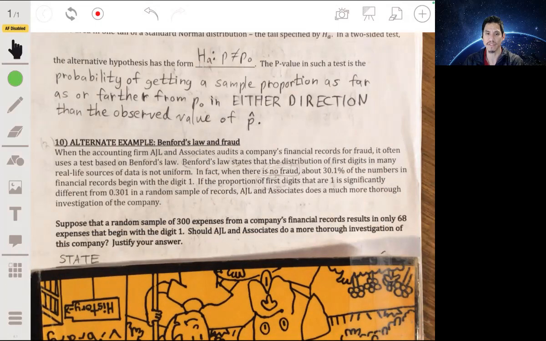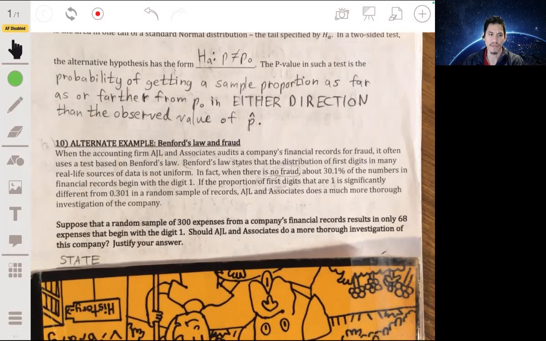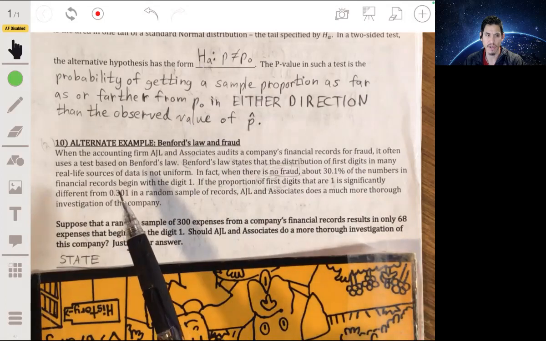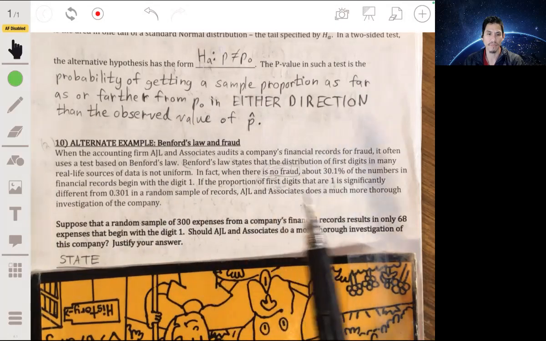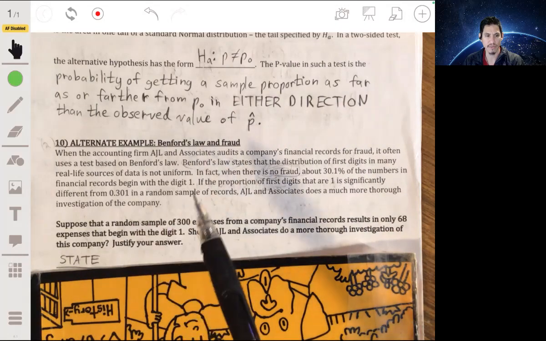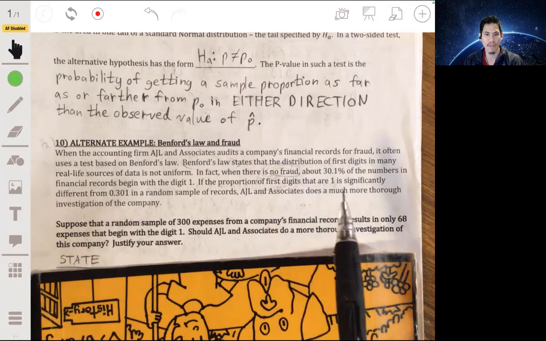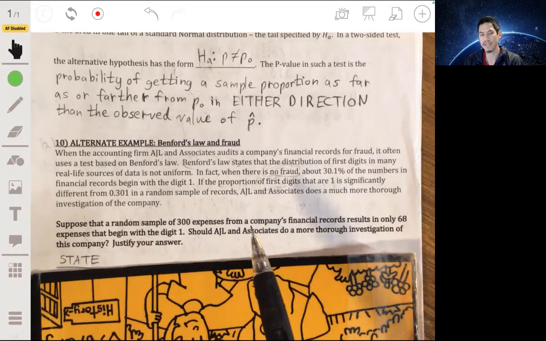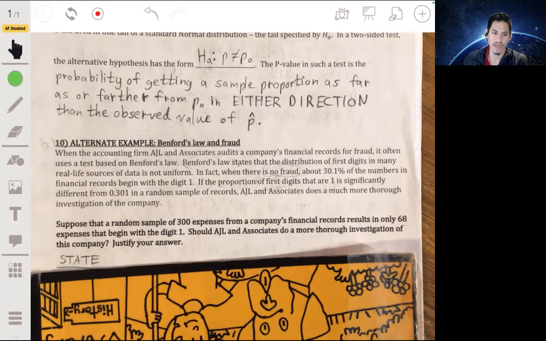So maybe you only have 10% or like 50% or something. If they find that the proportion is significantly different from this proportion of 0.301, then they're going to do a much more thorough investigation. So they're probably going to audit them, in other words. So what they do is they took a random sample of 300 expenses, and they found that only 68 of them began with the digit 1. Based on this, should they do a more thorough investigation?